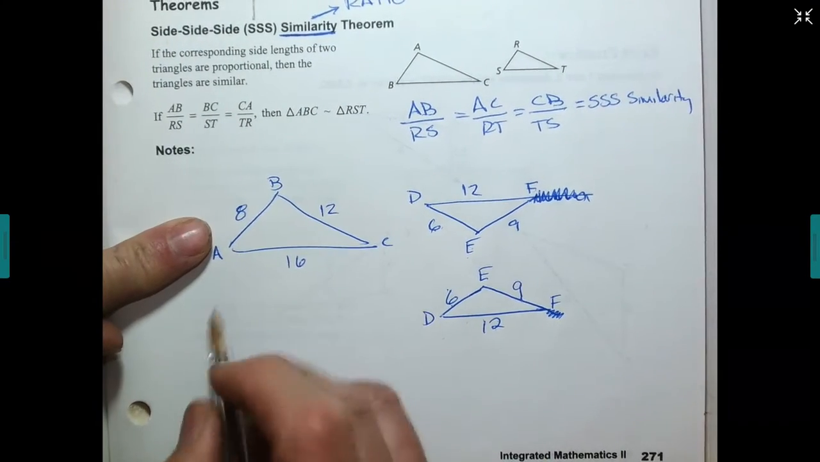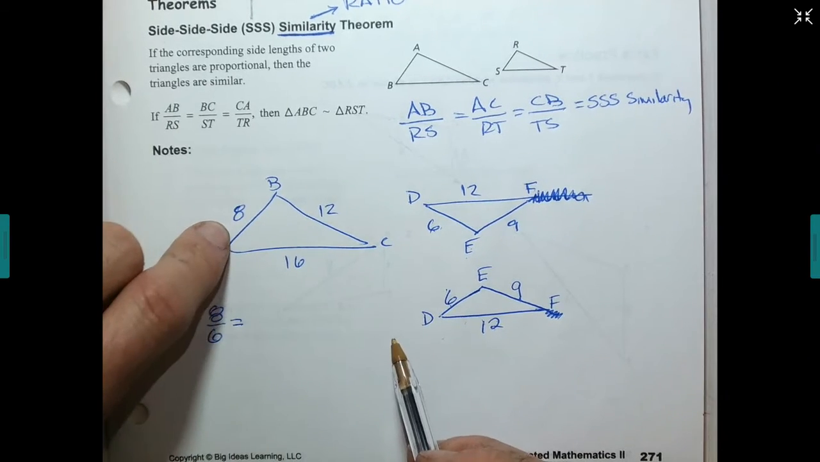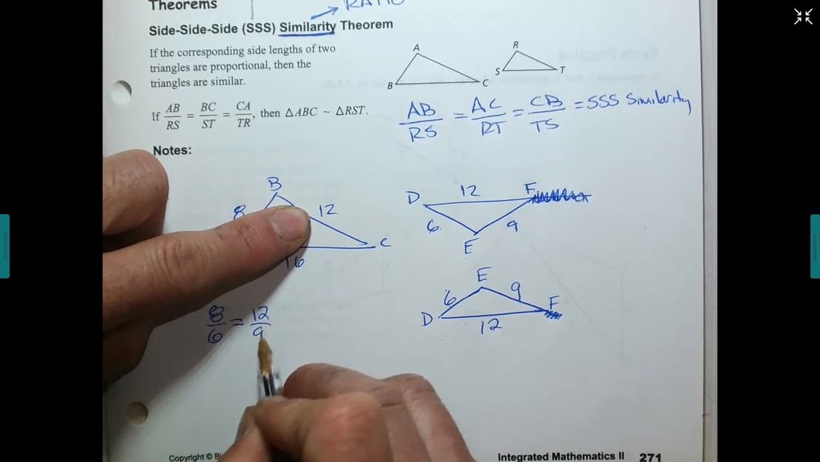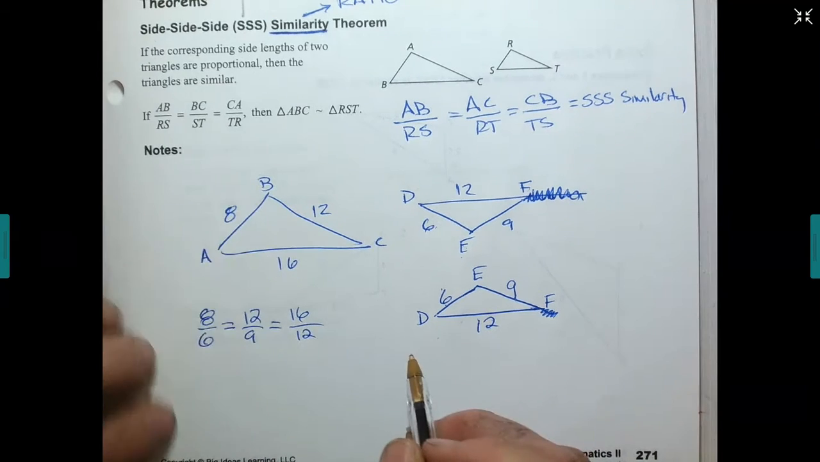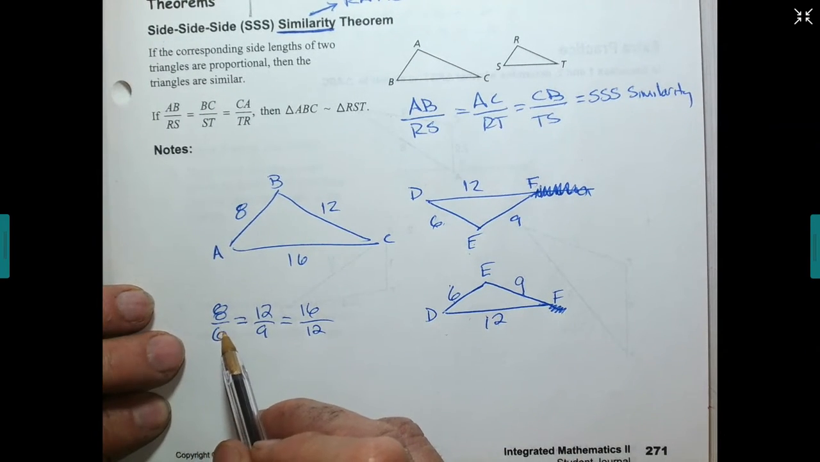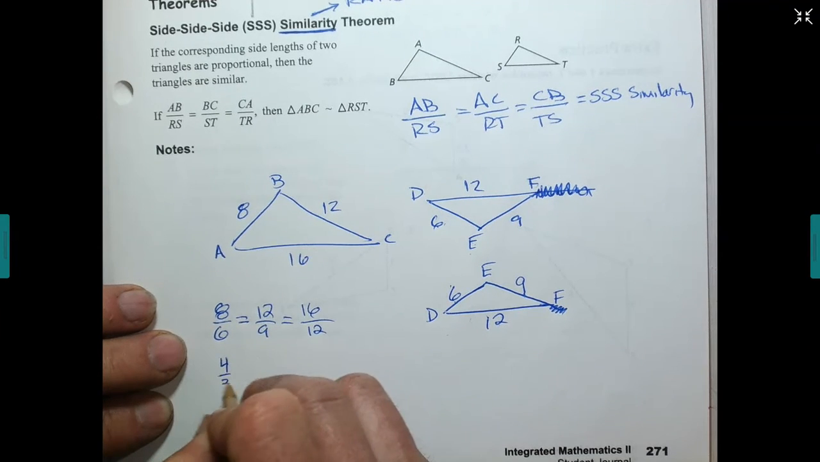I have 8 to 6, and we're going to see if it equals 12 to 9, because again, I'm comparing the same. I'm getting the ratio for the corresponding side lengths. So if I simplify 8/6, I can divide both of those by 2. And so I get 4/3.